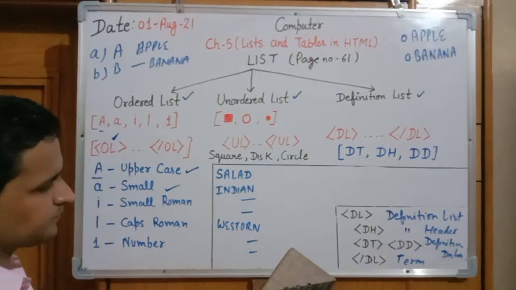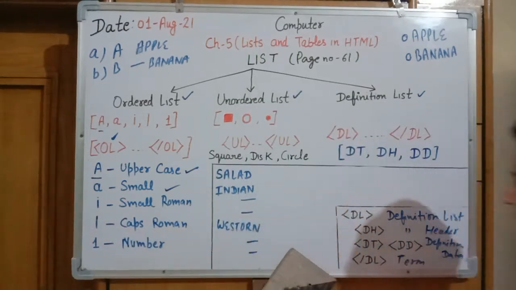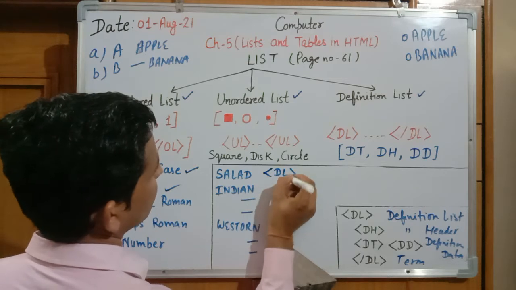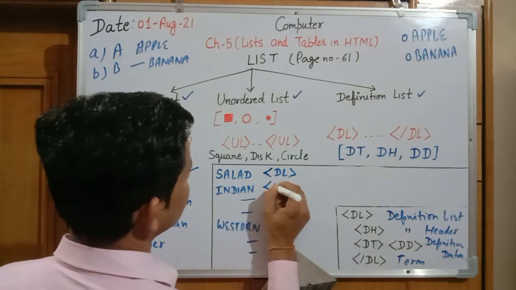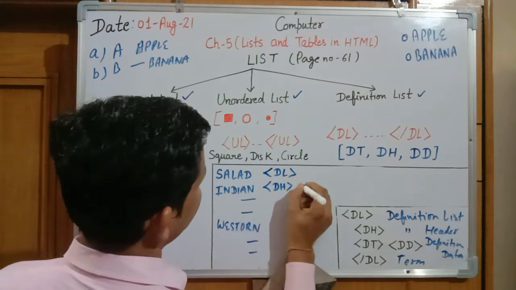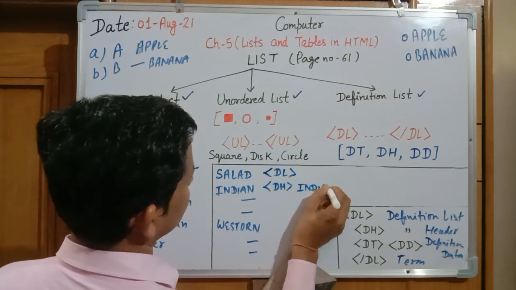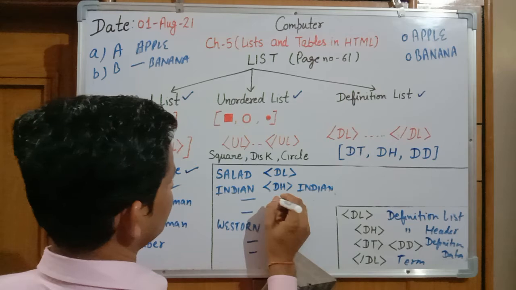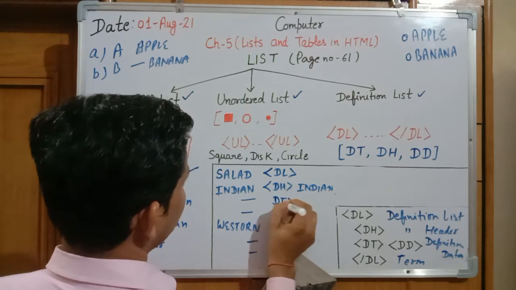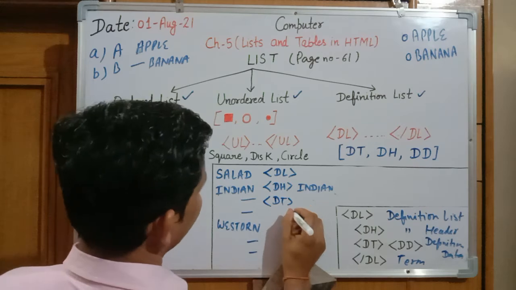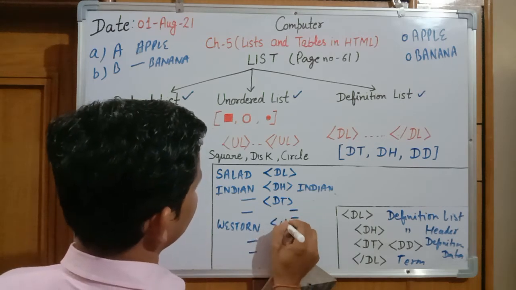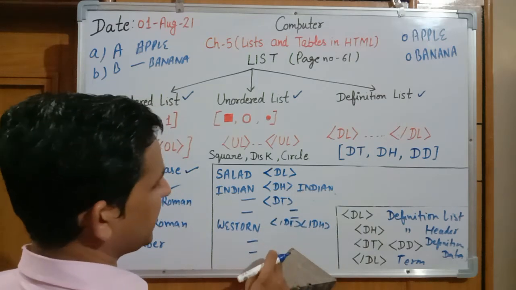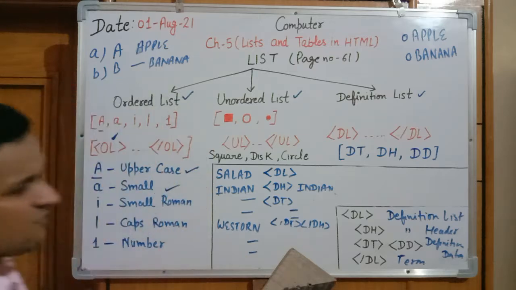Now see the concept. Definition list will start with DL. So how do I write DL? In DL, data heading, that is Indian. Afterward, data term. In data term I write the items, that is first item and second item. Afterward, DT complete and DH complete. Again second data heading, data term and DL. This is the concept of definition list.